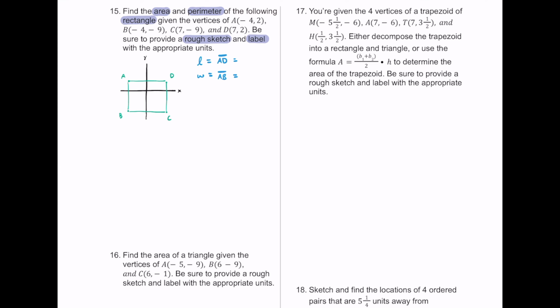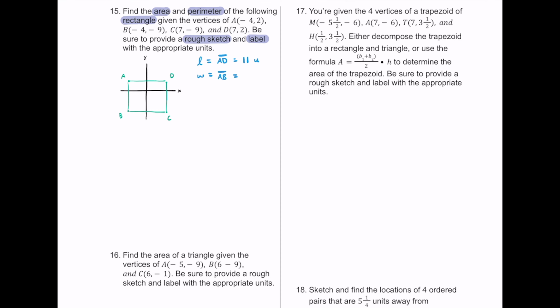So for the length of AD, we can look at these two values. We have A and then we have D. So let's see what is matching here. It looks like they have the 2's, so this 2 matches this 2. So let's look at the -4 and 7. They're in different quadrants, so we're going to go ahead and add their absolute values. So 7 plus 4 is going to be 11. So that's going to be 11 units. I'll put 11U for 11 units here.